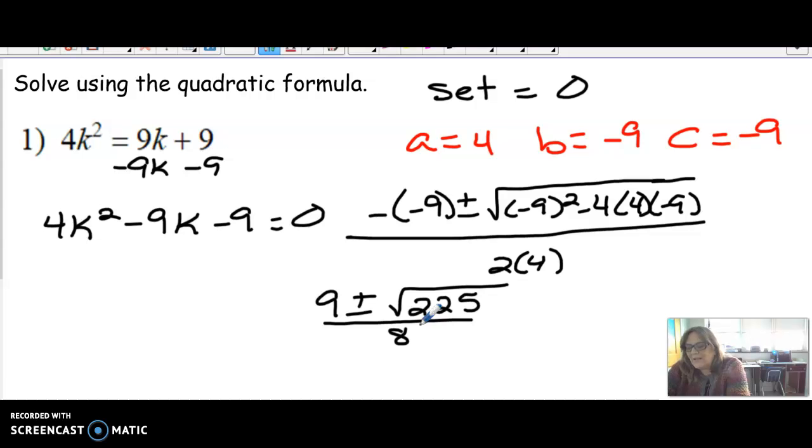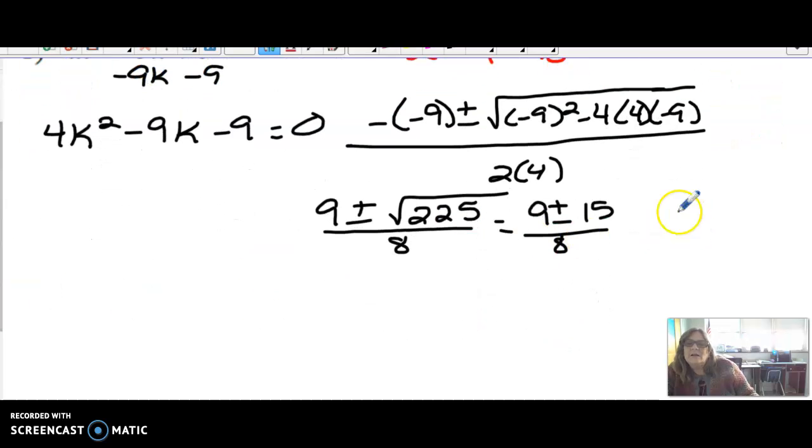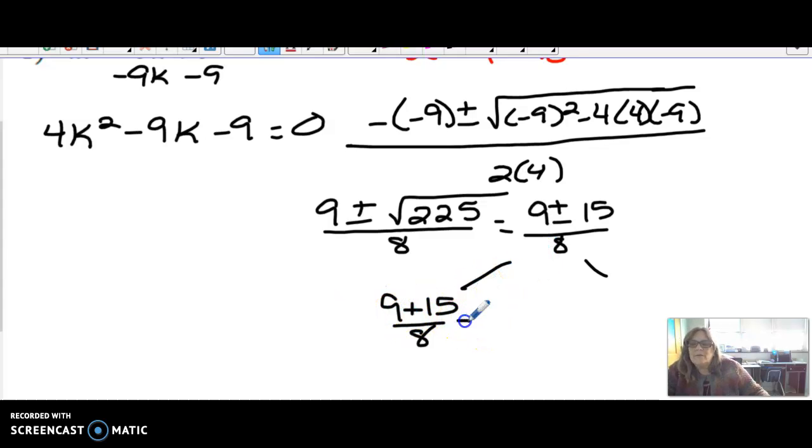Well, first thing I'm going to check: is 225 a perfect square? Yes, it is, 15. So I have 9 plus or minus 15 over 8. So what I can do here is separate my two answers. So I have 9 plus 15 over 8. 9 plus 15 gives me 24, divided by 8 equals 3. So this is 24 over 8, which gives me 3.